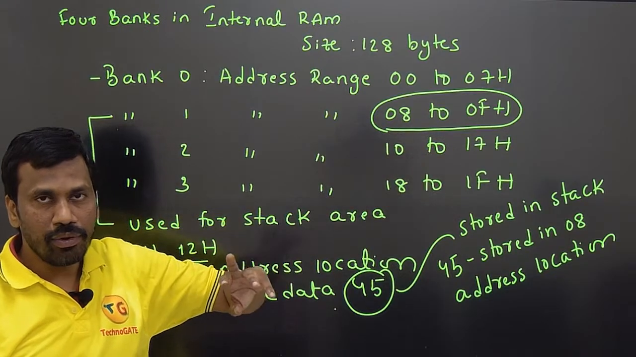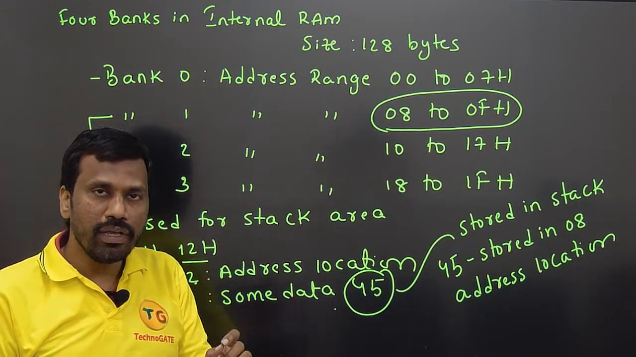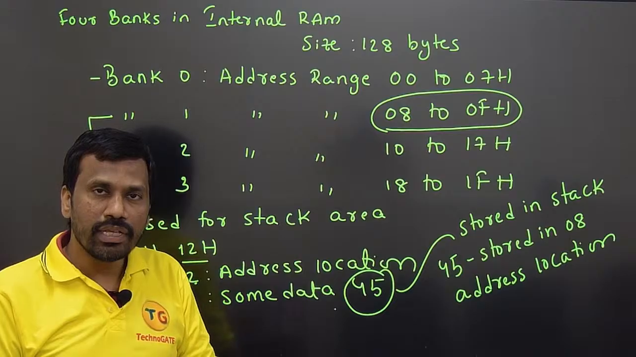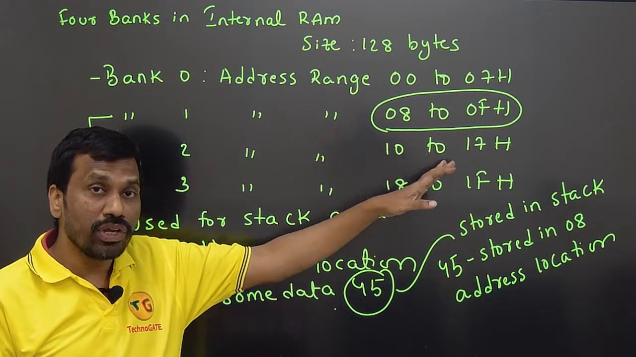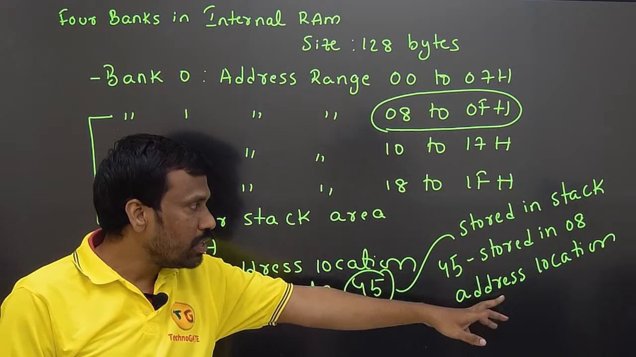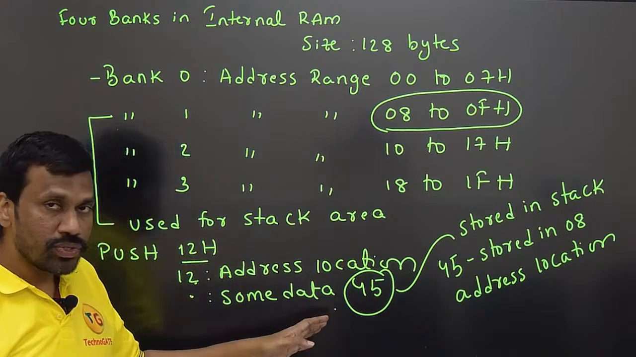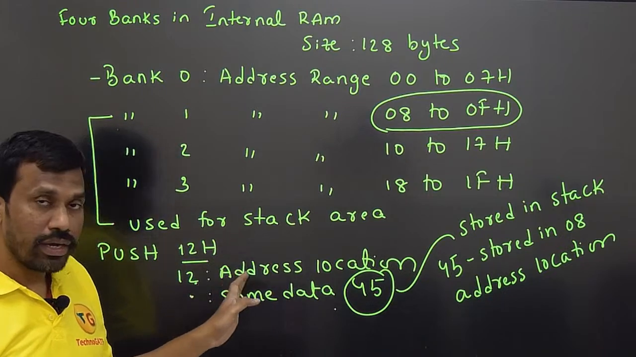Okay, so previously I told both banks are there. Bank 0, bank 1, bank 2, bank 3. Bank 1 is used for stack area. And what is the stack range? 08 to 0F. So finally what I am telling, this 45 is stored in the 08 address location. Okay, so you understood about the push direct.